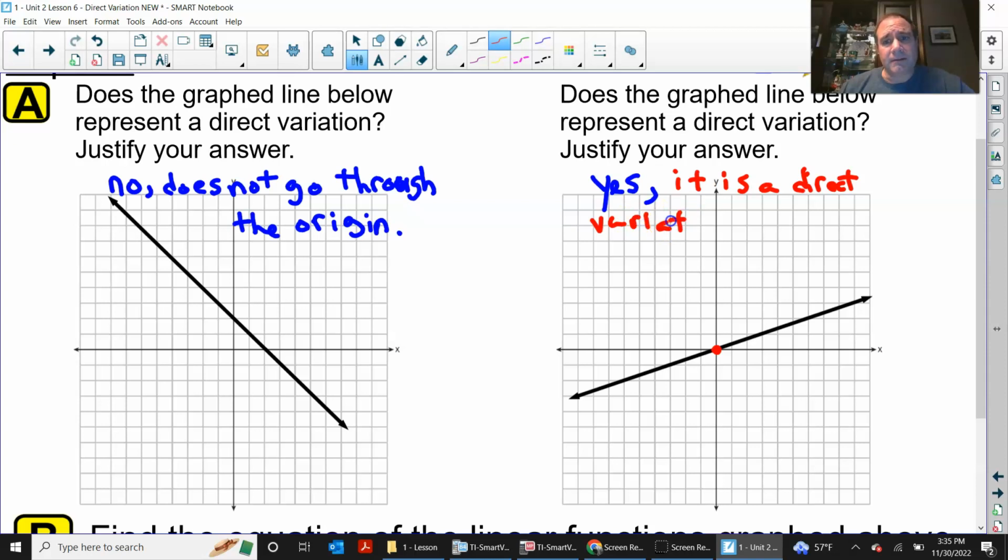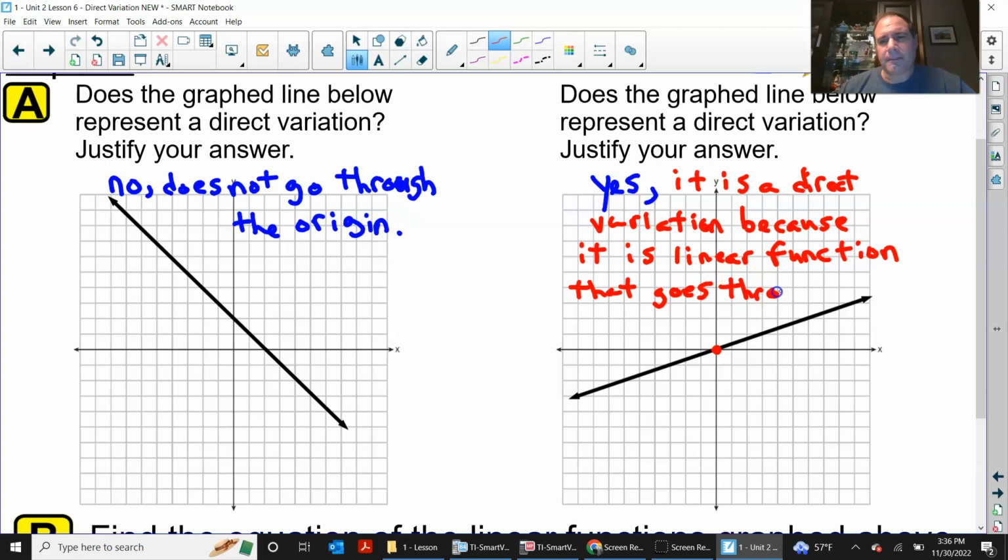And you have to put why: because it is a linear function that goes through the origin. And that is it.